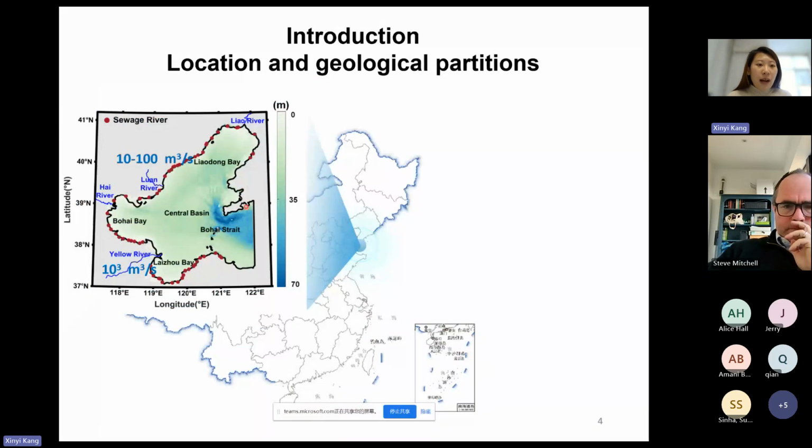Our study area is the Bohai Sea. It's located in northern China. It's a typical semi-enclosed inland sea with very weak water exchange. The Bohai Sea can be geographically divided into four sub-areas: Liaodong Bay in the north, Bohai Bay in the west, Laizhou Bay in the south, and one central basin. There is only one entrance, called the Bohai Strait, connecting the Bohai Sea with the North Yellow Sea. Four important rivers, the Yellow River, Hai River, Luan River, and Liao River, contribute water mass into the Bohai Sea with variable river discharges.